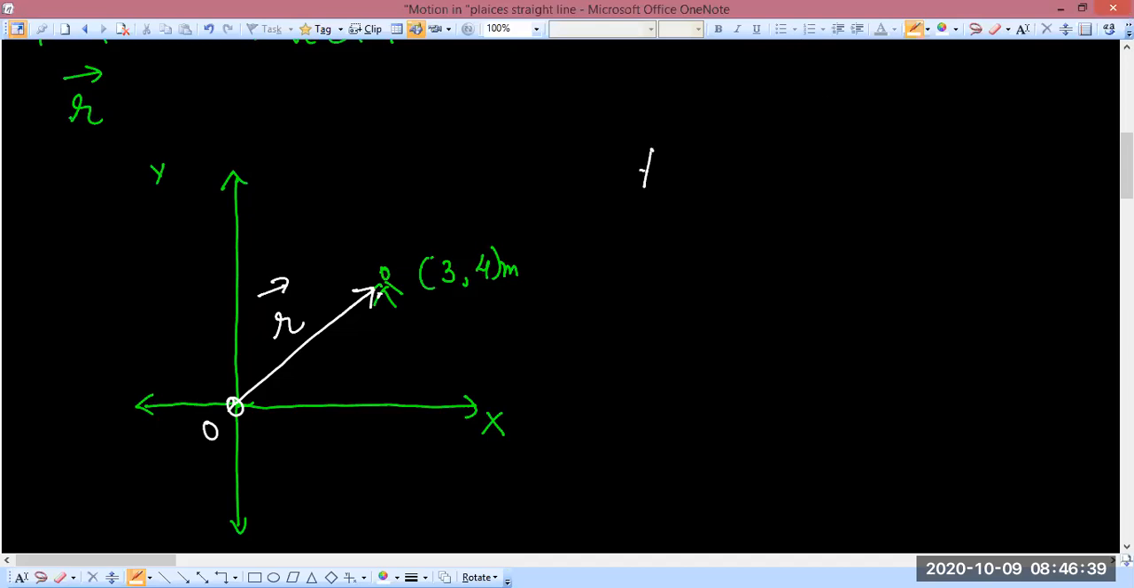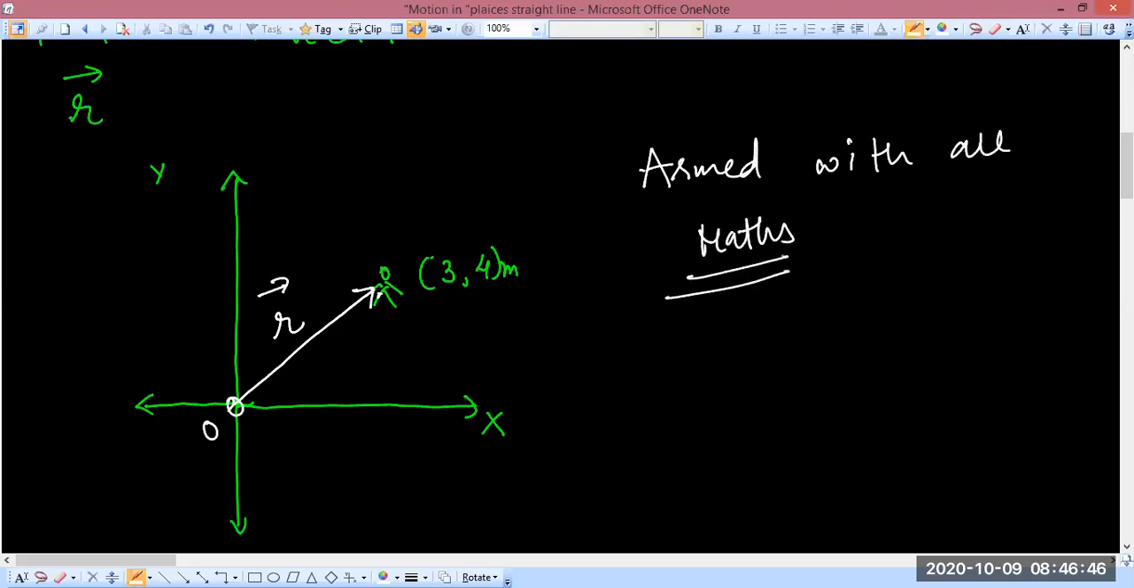But now we are armed with all the maths. Now we are armed with all the mathematics.